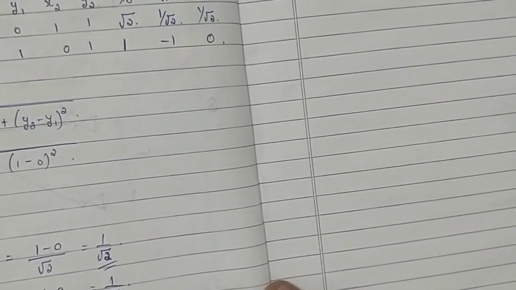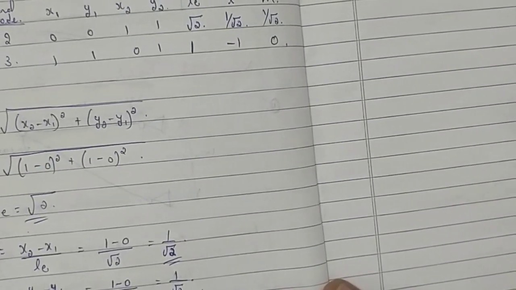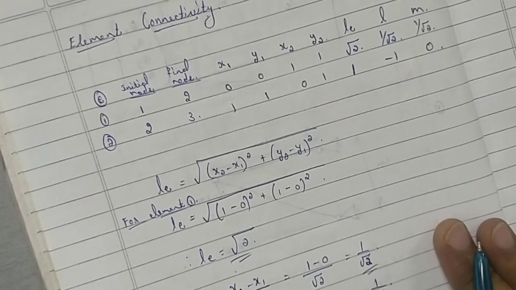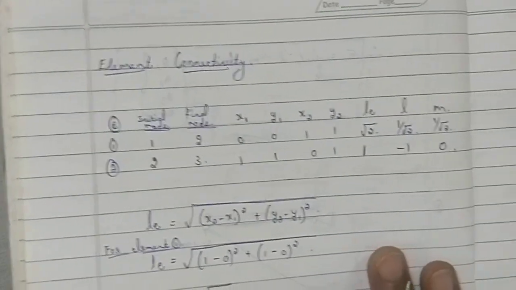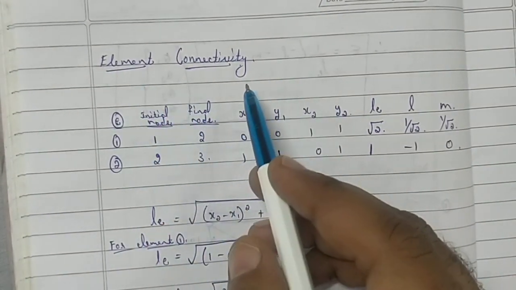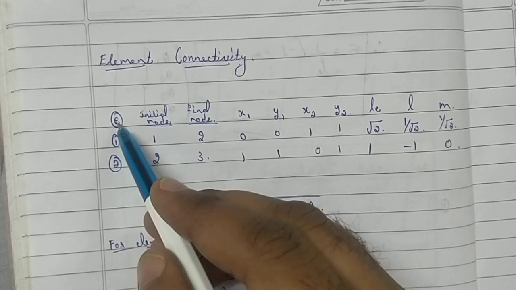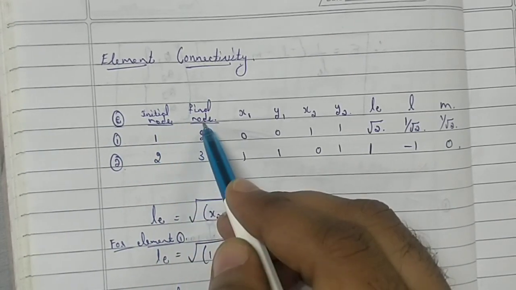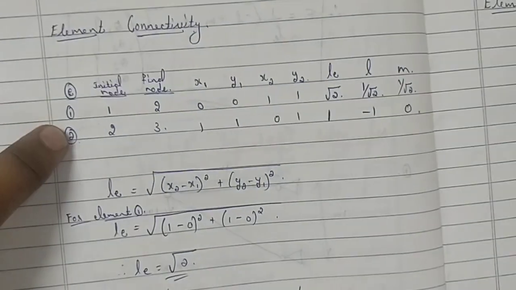Okay. So next, once it is done, write the element connectivity table. Here the element connectivity table has to be written for the trusses. So element 1, 2, write the initial node, final node. What is the initial node for the first element?